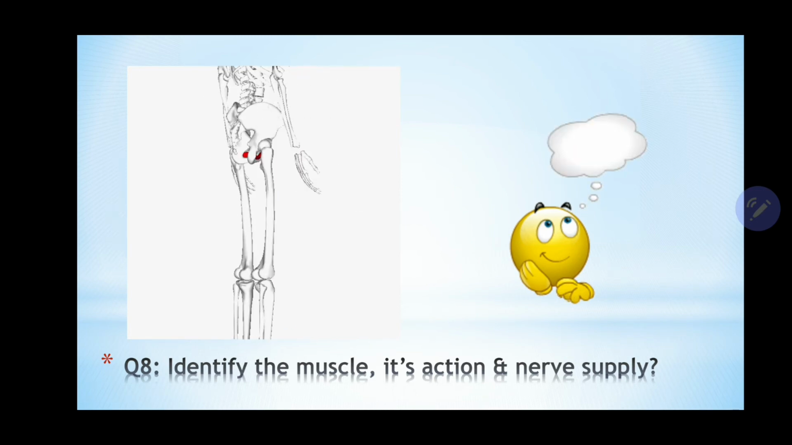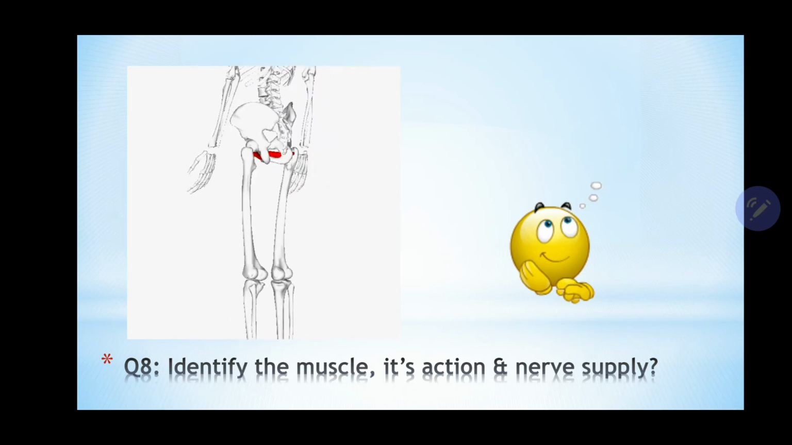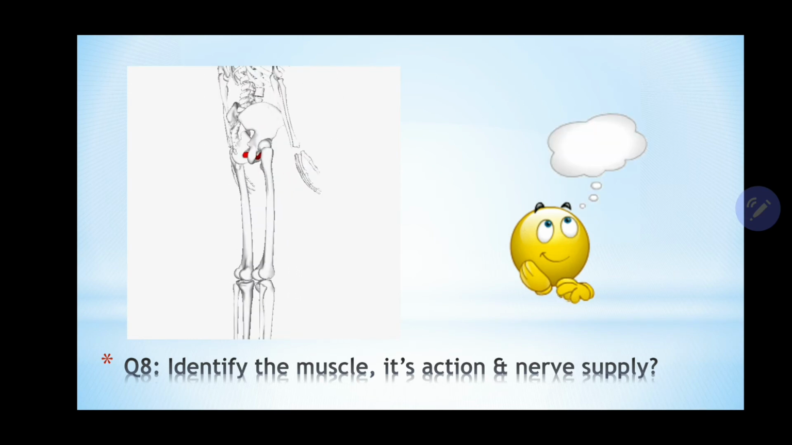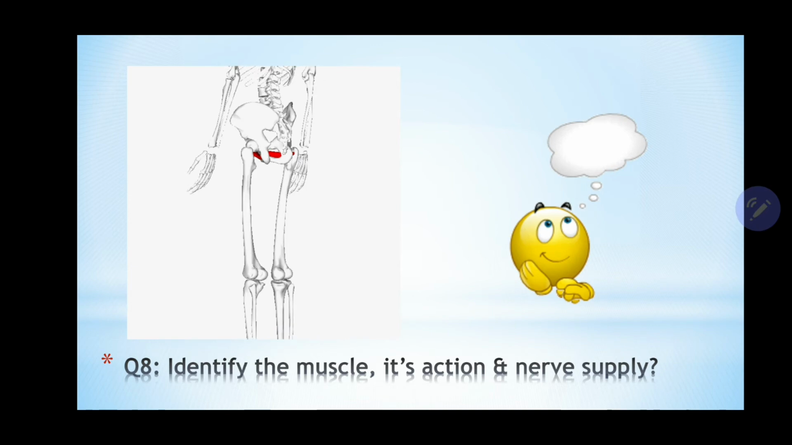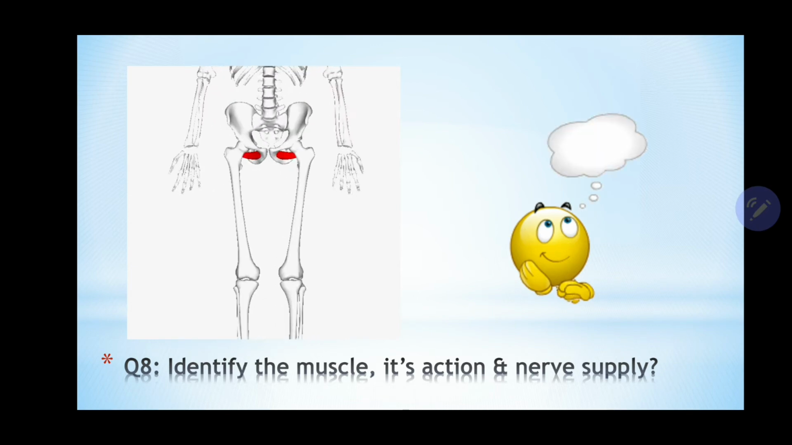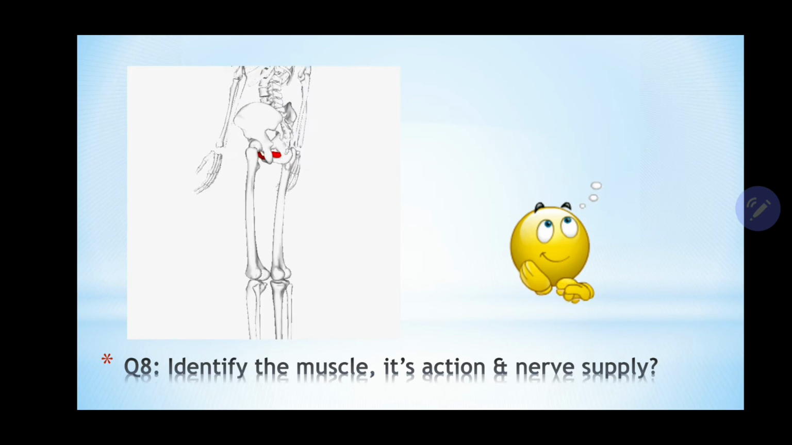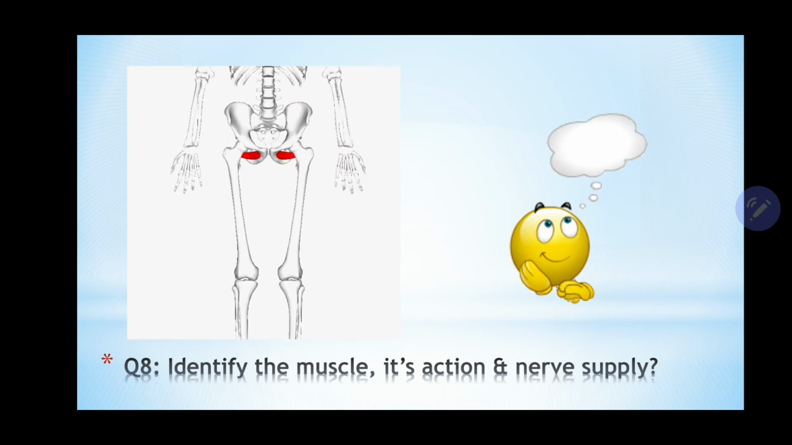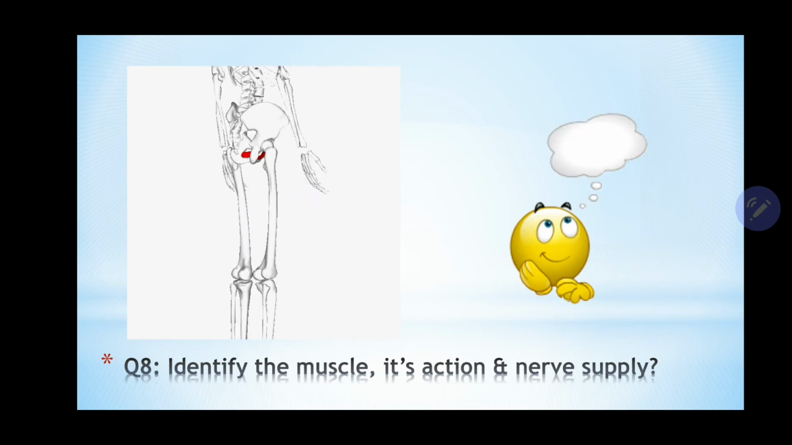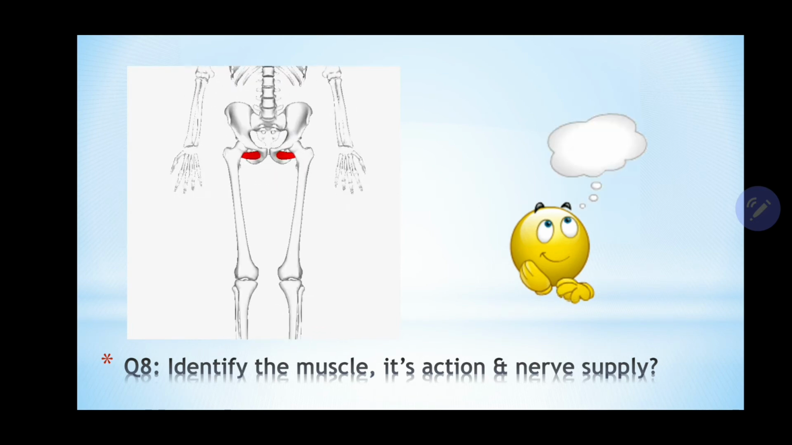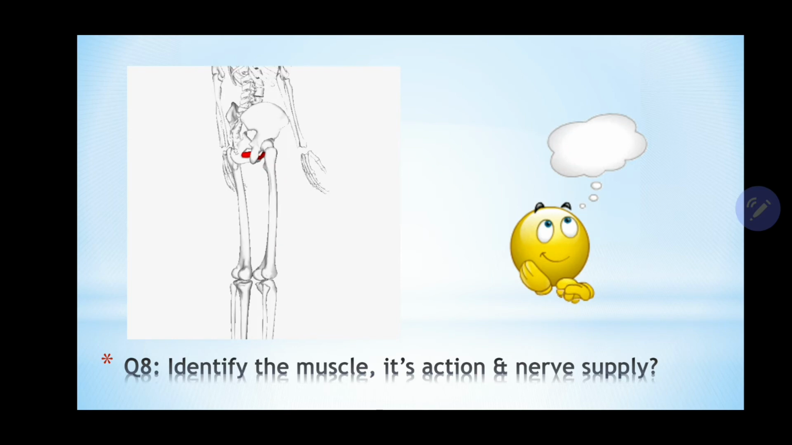Okay, so both the obturators, externus and internus, are lateral rotators of the thigh. But an additional action you can see here, because of its direction of fibers, it also prevents inferior dislocation of the hip joint. Got it?